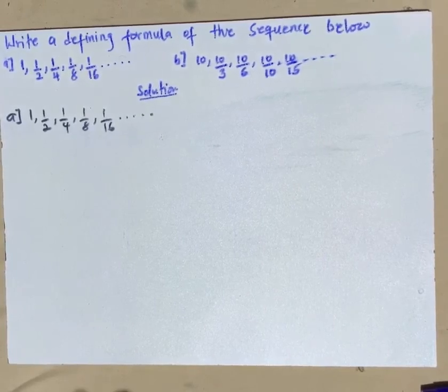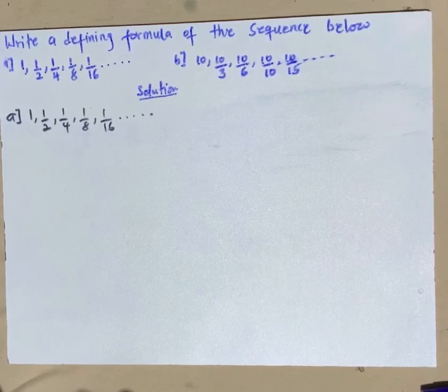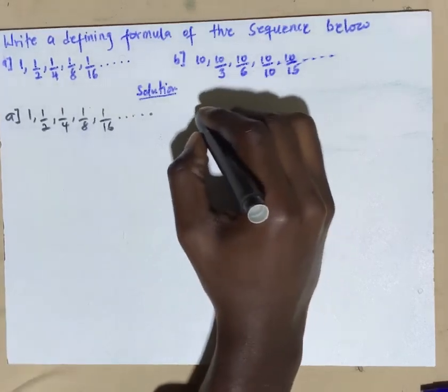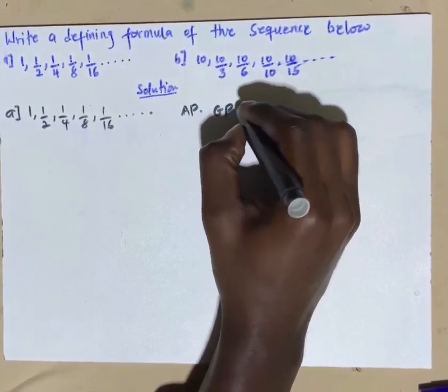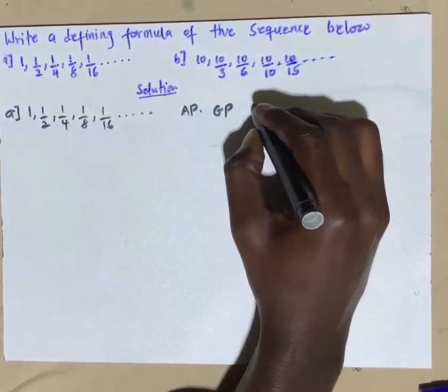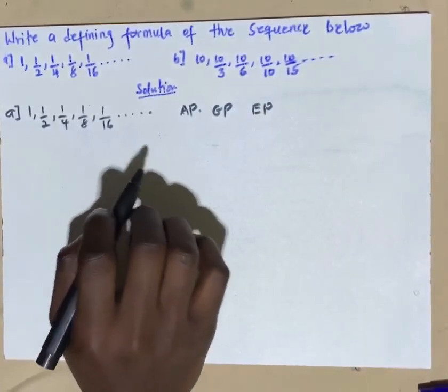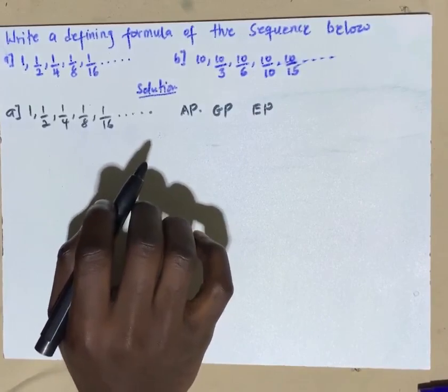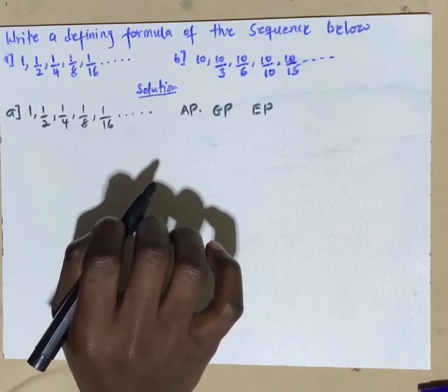Now, if you remember in the previous video, I said anytime you want to define the formula of a sequence, the first thing you are supposed to do is to check which type of sequence you are dealing with. So you could check whether this sequence could be an arithmetic progression, a geometric progression, or the uncommon type that we normally meet, which is the exponential progression. So how do you know that this sequence is an arithmetic progression? Now we said anytime you have a constant difference when you subtract the first term from the second term.